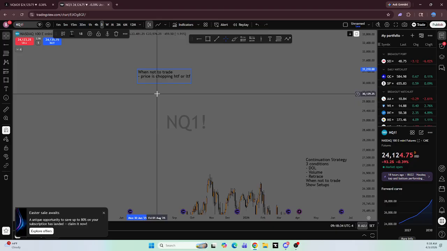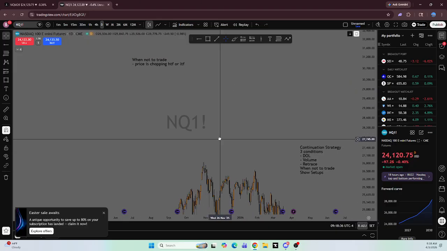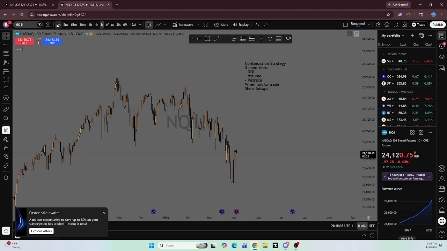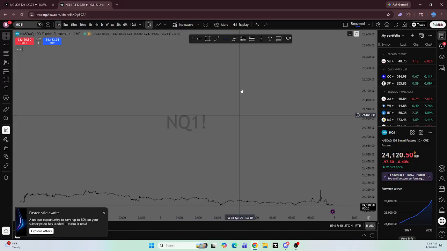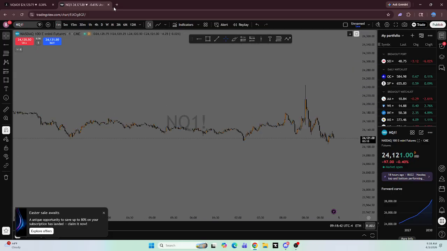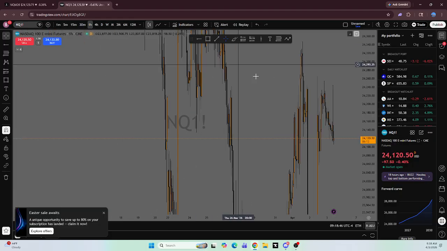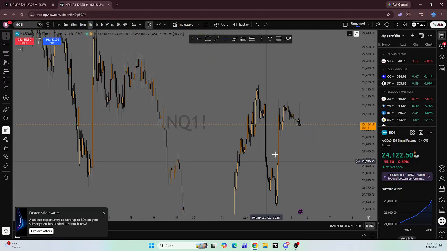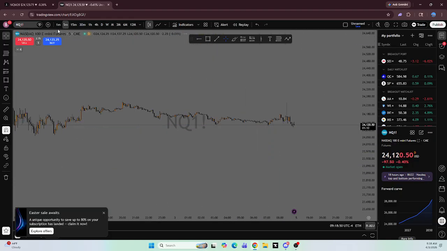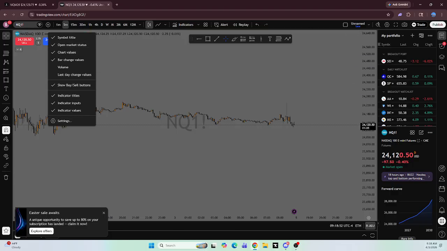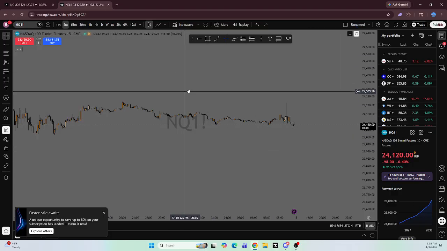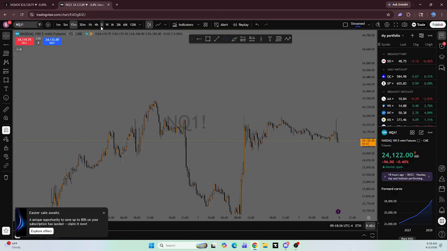High time frame or low time frame. We do not want to trade until price is not chopping. Say price is chopping on the 1 minute, then we go up a time frame to the 5 minute. Price is chopping on the 5 minute. We go up until we find a time frame where price is actually moving, and we wait until we see something that we can take. We just do not want to get stuck in these choppy conditions.